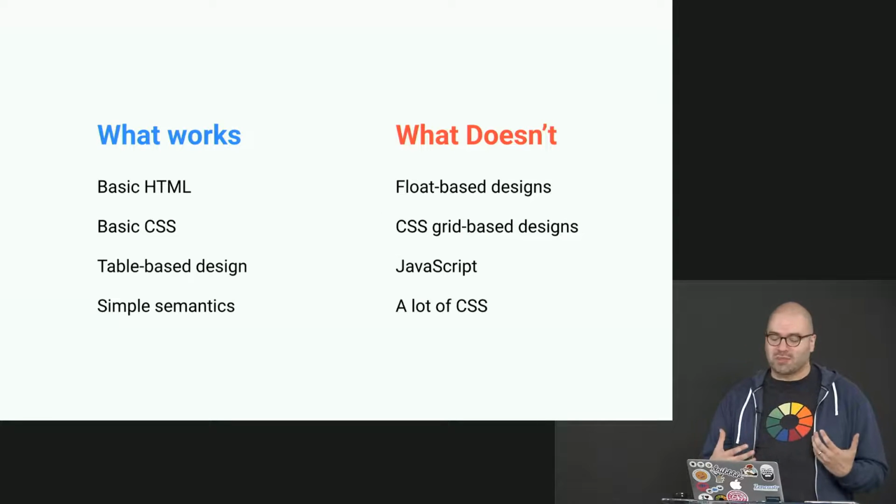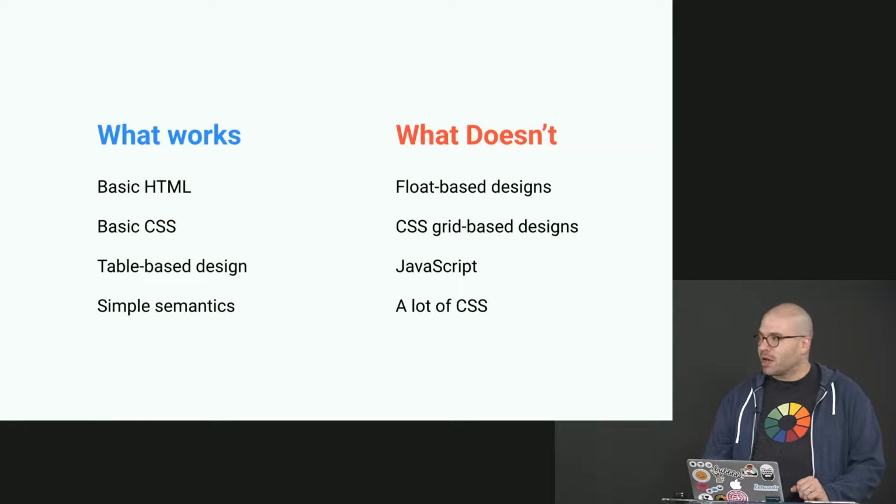So things that work in email are pretty basic, slimmed down versions of HTML and CSS, largely table-based designs. We'll look at what I like to call nearly table-free email, and then simple semantics. We should include semantics for accessibility reasons, which we'll get into this morning. But you can't really rely on the full suite of HTML5 semantic elements in your email campaigns.